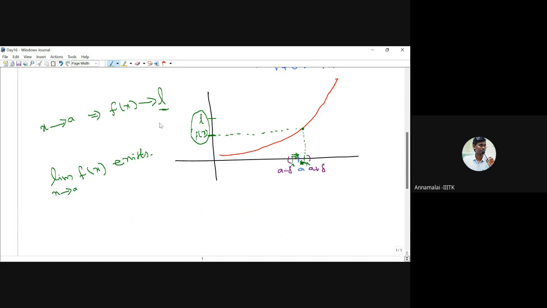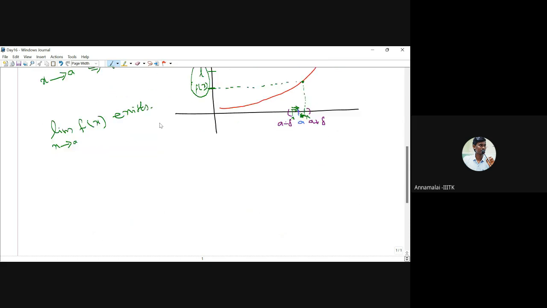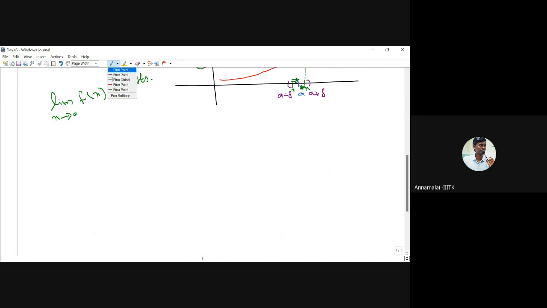Now, how to check this? Therefore, we have to check two directions, either from the left hand side or from the right hand side. Suppose we have a line here, and we take the point a here. We are talking about the limit of the function at the point a. But keep in mind the function need not be defined at that point a. For all other points the function is defined. For example, if you take any point less than this a, the function is defined.